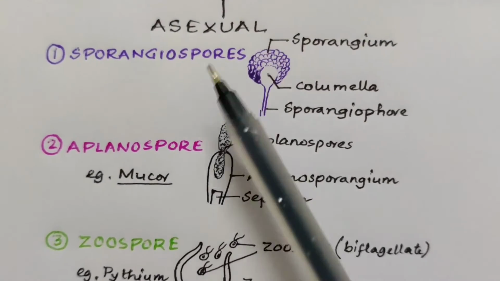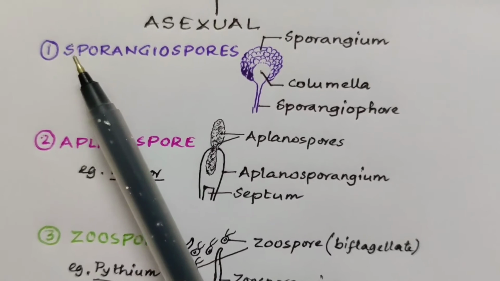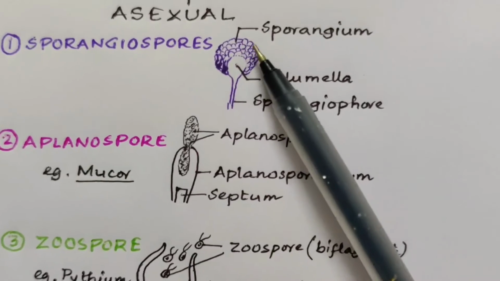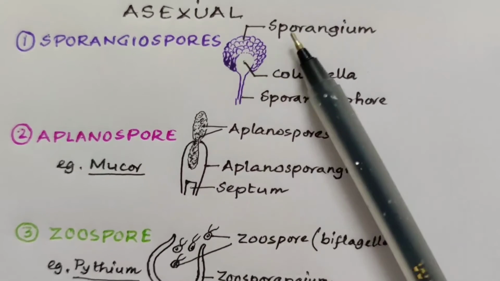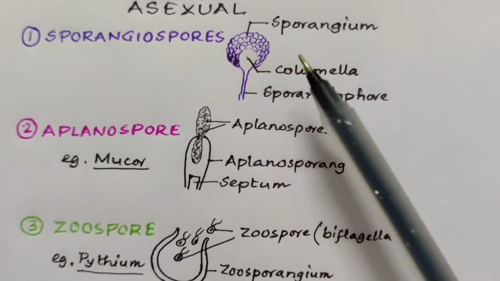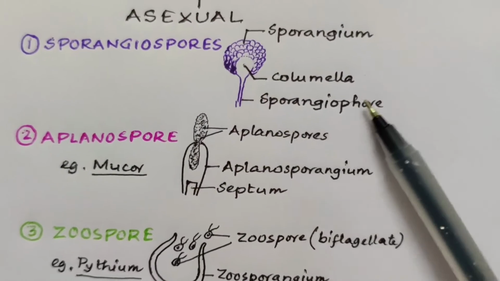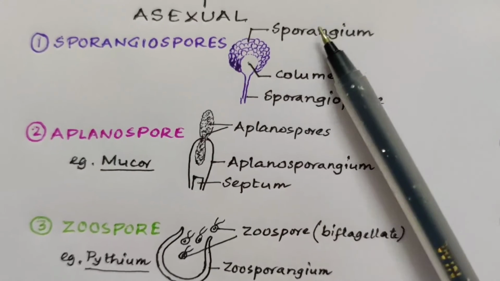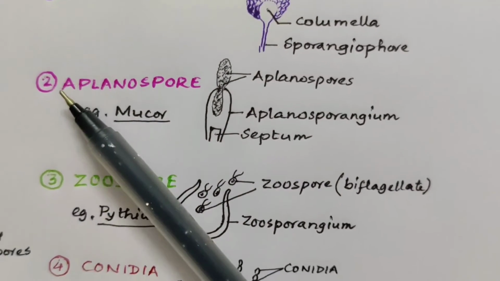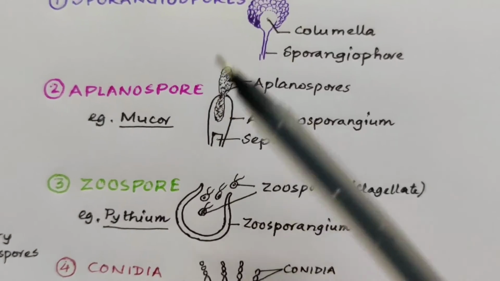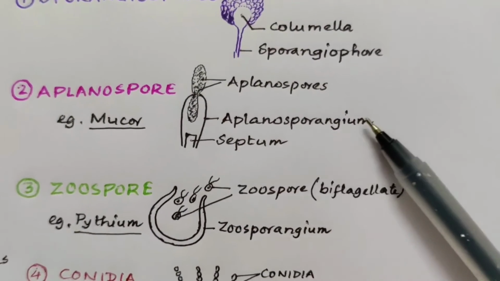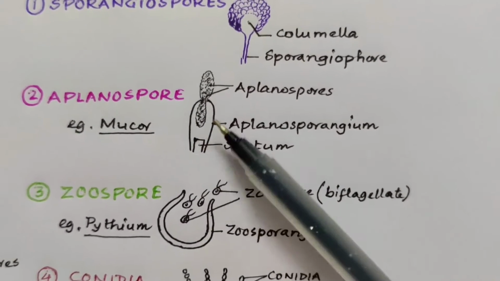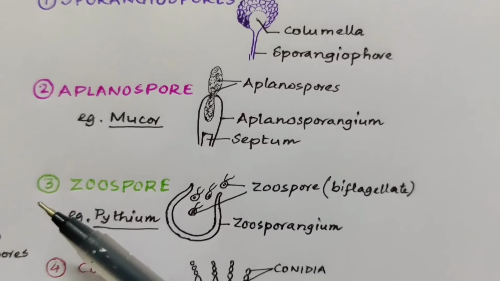Now coming to the asexual reproduction phase. Here all are spores. Number 1 is sporangiospores. Here we can see a spore-bearing structure called sporangium. These are spores. A columella is present. This is the sporangiophore. Sporangiophore is the hypha containing sporangium. Number 2, aplanospore. Aplanospore is another kind of spore. These are present in aplanosporangium having a septum. This is present in Mucor.